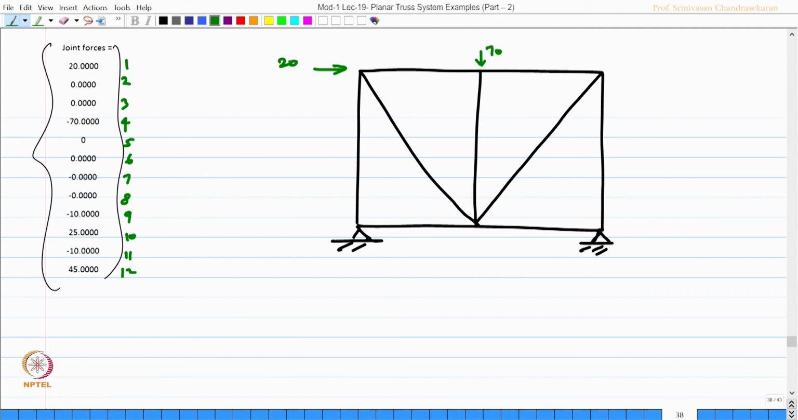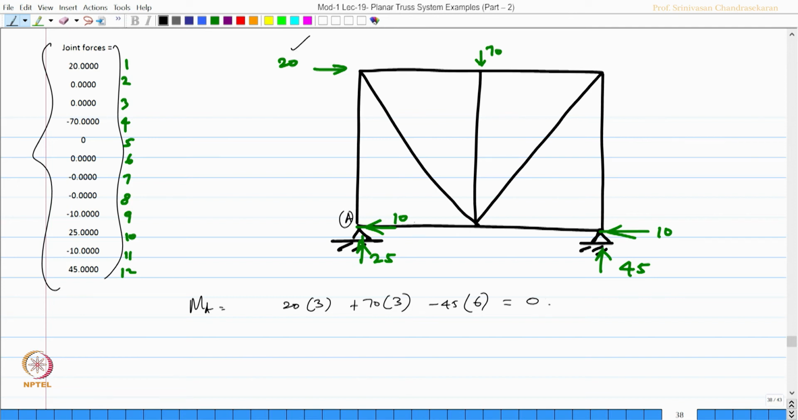So, let us mark this as minus 10, okay, and this value as plus 25, then this as again minus 10 and this as plus 45. Let us check. This is point A. So, let us take moment about the point A: 20 into 3 plus 70 into 3 minus 45 into 6 is 0. So, it is checked. Okay. The reaction is being met, the total load is being met.